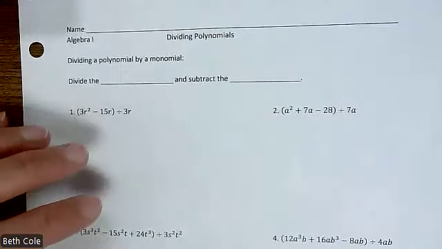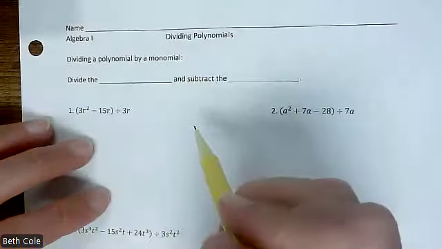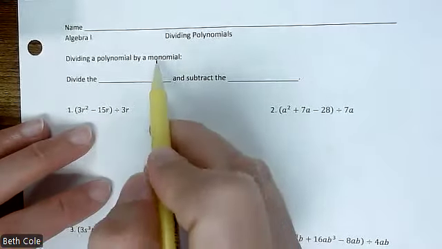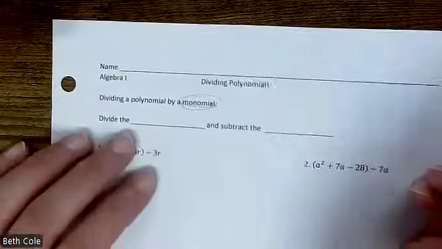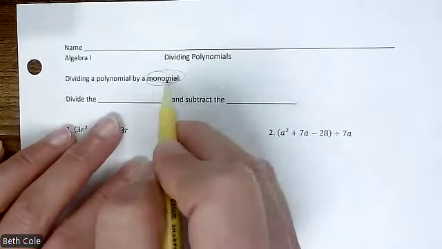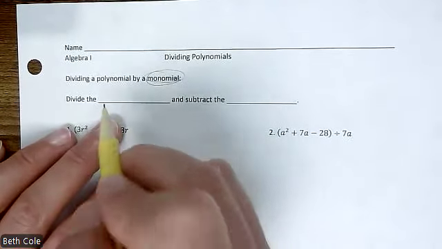All right, so this is your lesson part of today. This is dividing your polynomials. On this side, we're going to divide by a monomial, and on this side, we're going to divide by a binomial. So two different types of dividing here. When you divide by a monomial, we've actually done this before.